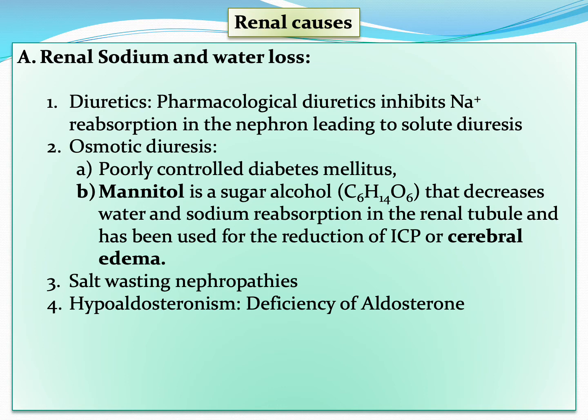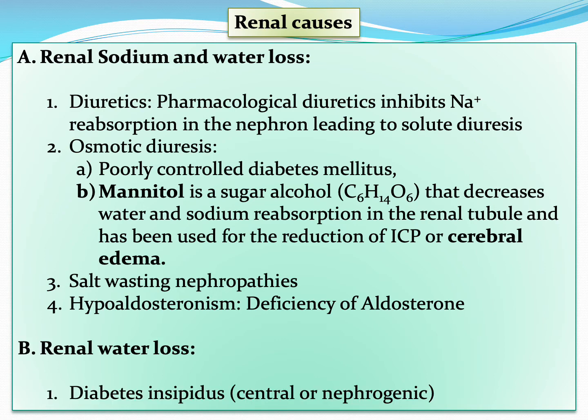Now next is the renal water loss. For example, this is due to diabetes insipidus, which can be central or nephrogenic, where you will see the deficiency of ADH. In central diabetes insipidus, there is lack of ADH, and in nephrogenic diabetes insipidus, the kidney does not respond to ADH.